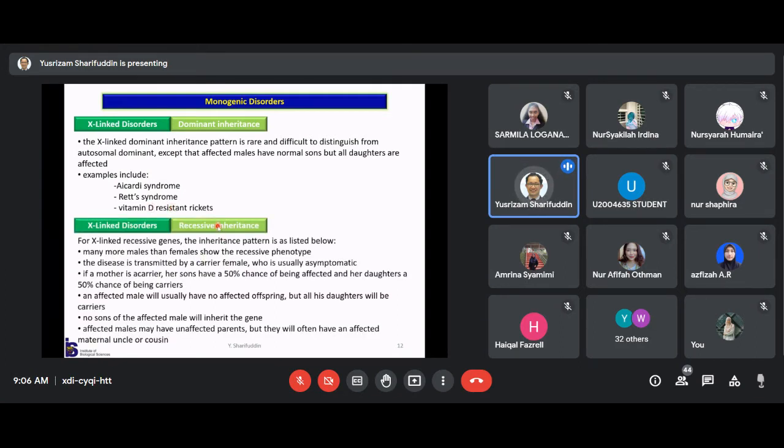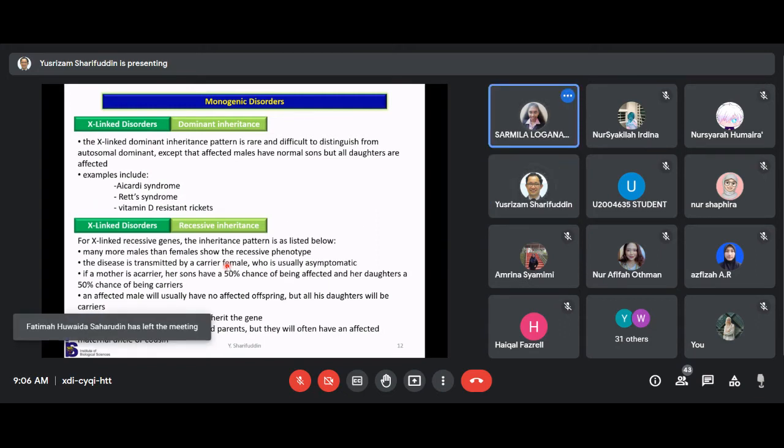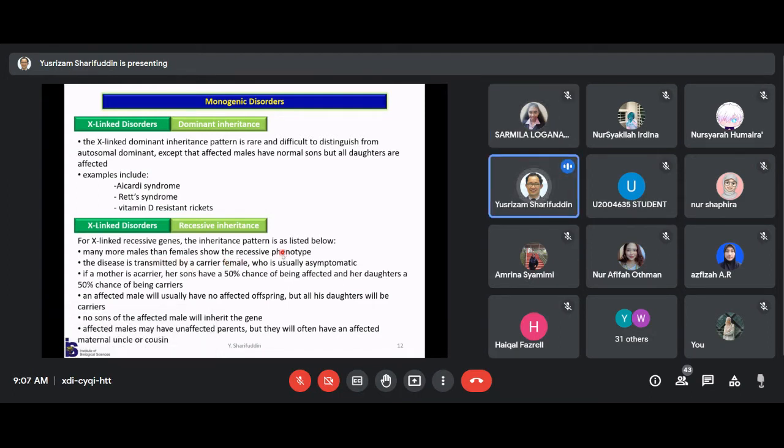Now, recessive inheritance, the inheritance pattern can be listed as below. This is dominant, this is recessive. Many more males than females show the recessive phenotype. The disease is transmitted by a carrier female who is usually asymptomatic. Why do you think the disease is carried by a carrier female? Because females have two X chromosomes. Mm-hmm. So if they have just one affected copy, they become a carrier. Correct. And of course here many more males than females show the recessive phenotype.